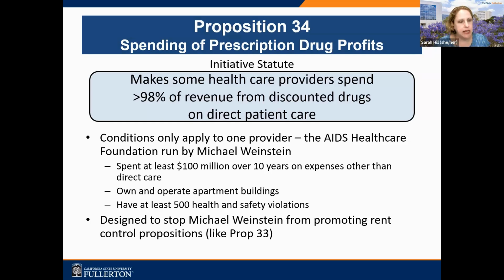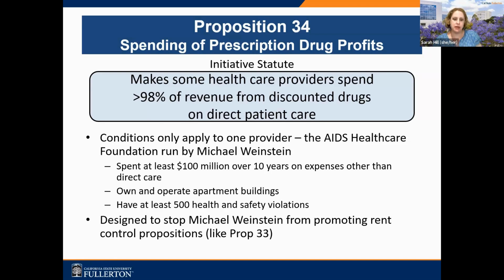Only in California, my friends. So this would only apply to healthcare providers who spent at least $100 million over 10 years on expenses other than direct care, like the AIDS Healthcare Foundation, because they keep spending money on getting rent control on the ballot. The provider has to own and operate apartment buildings, and they have to have had at least 500 health and safety violations. As far as anyone can tell, this only applies to the AIDS Healthcare Foundation. So it is specifically to stop them.